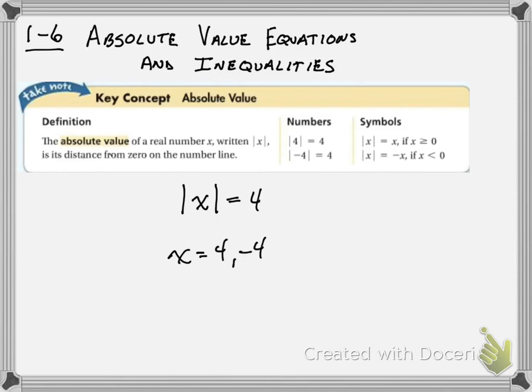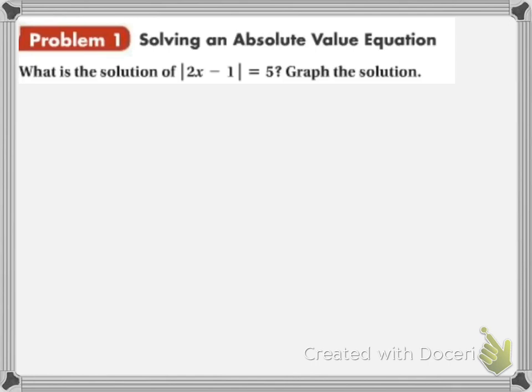Why? Because remember, the absolute value of negative 4 is just positive 4. Absolute value is just the distance a number is from 0. And since we're talking about distance, distance is always positive. What is the solution of the absolute value of 2x minus 1 equals 5?